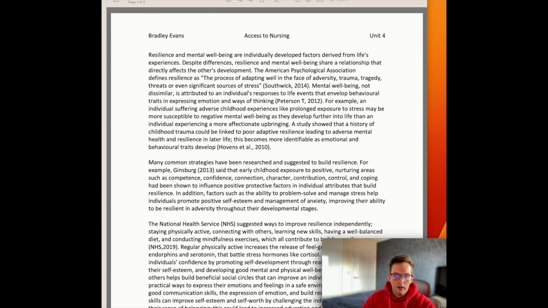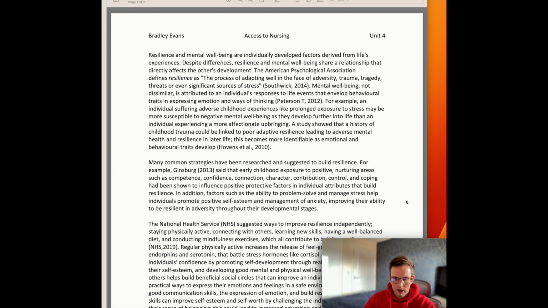So I wrote, many common strategies have been researched and suggested to build resilience. For example, Ginsberg said that early childhood exposure to positive nurturing areas such as competence, confidence, connection, character, contribution, control, and coping had been shown to influence positive protective factors in an individual's attributes that build resilience. In addition, factors such as the ability to problem solve and manage stress help individuals promote positive self-esteem and management of anxiety, improving their ability to be resilient in adversity throughout development stages.